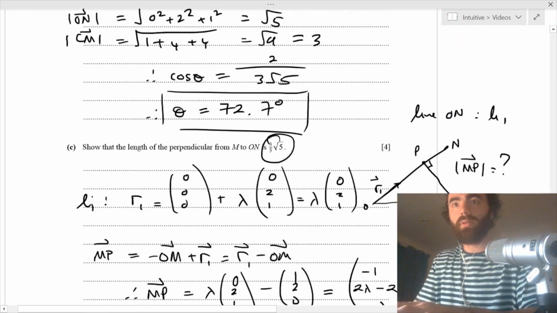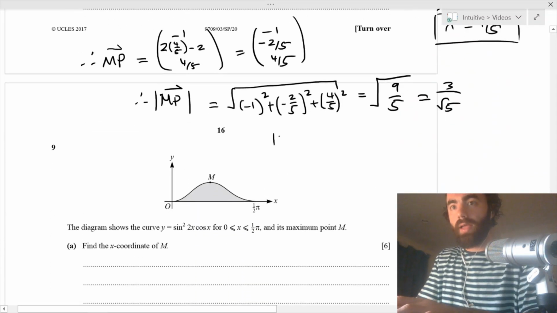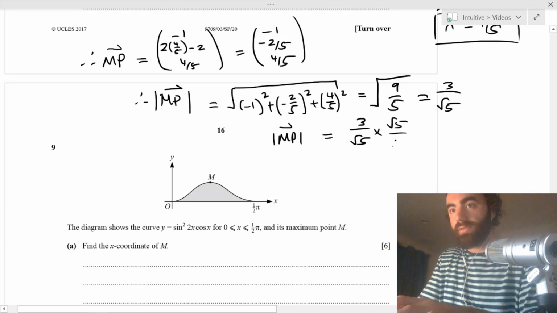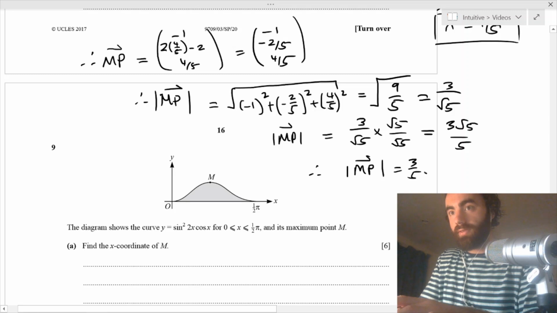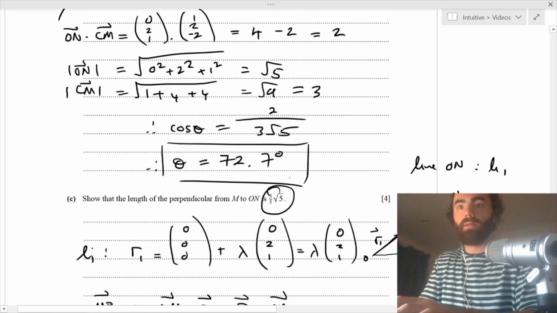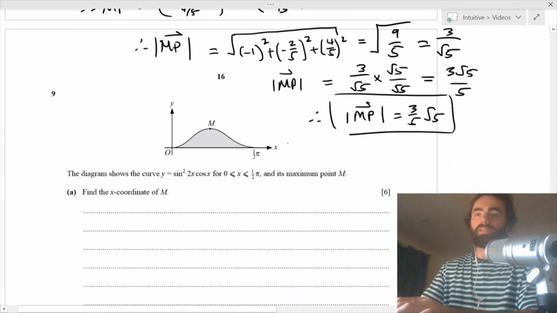What do they want? 3 over 5 square root of 5. Okay, so we got MP equals 3 over square root of 5. I can times this by square root of 5 over square root of 5 to get what they wanted. So this will equal 3 square root of 5, over square root of 5 times square root of 5, which is 5. So therefore, we've shown that MP is equal to 3/5 square root of 5. Which is what they had. Boom! Let's go!